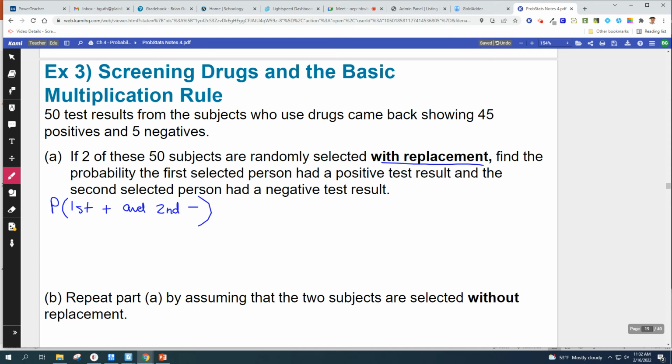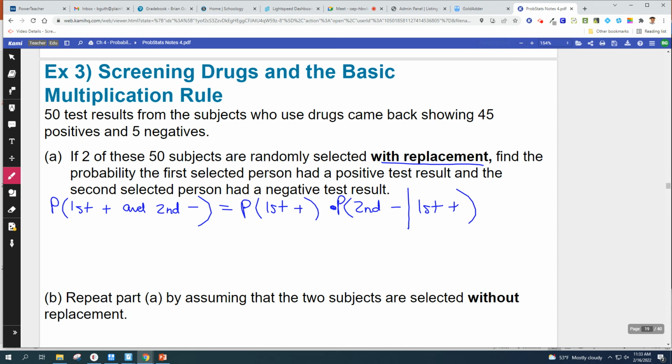Now, essentially, we're going to multiply two things. We're going to multiply the probability that the first one is positive times the probability that the second one is negative, given that the first one is positive. That was our formula from before, okay?